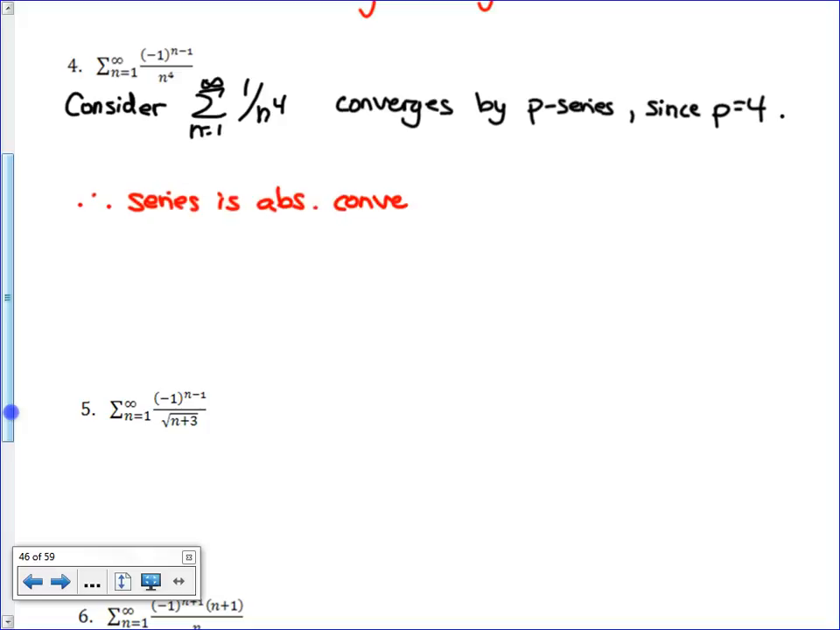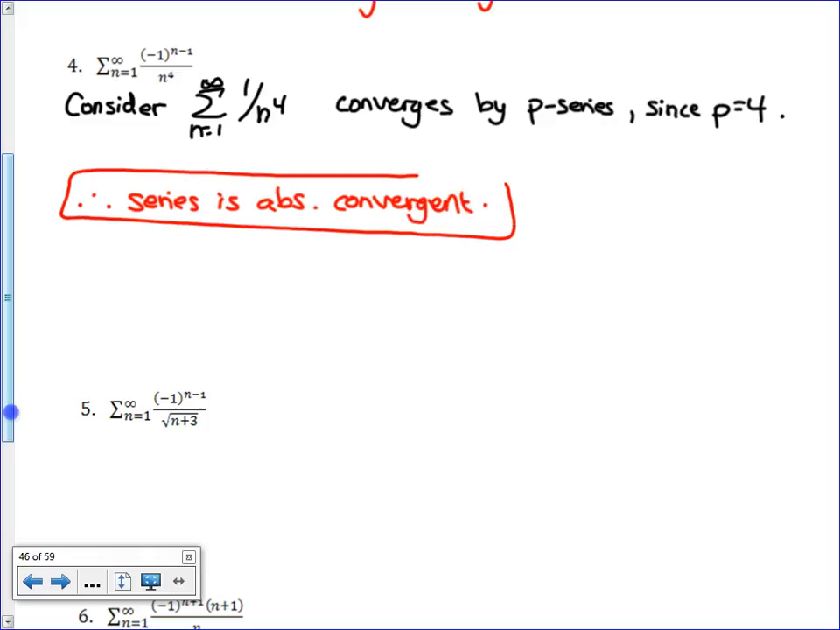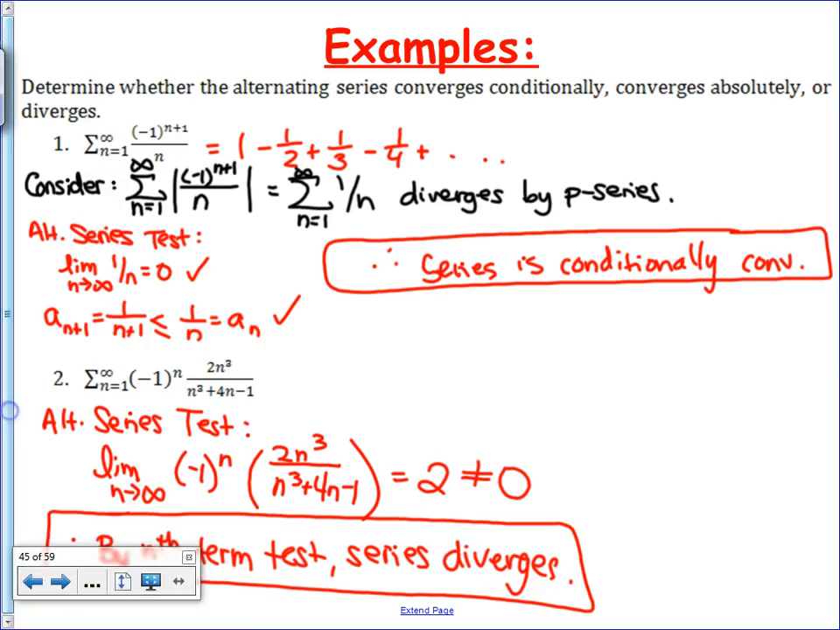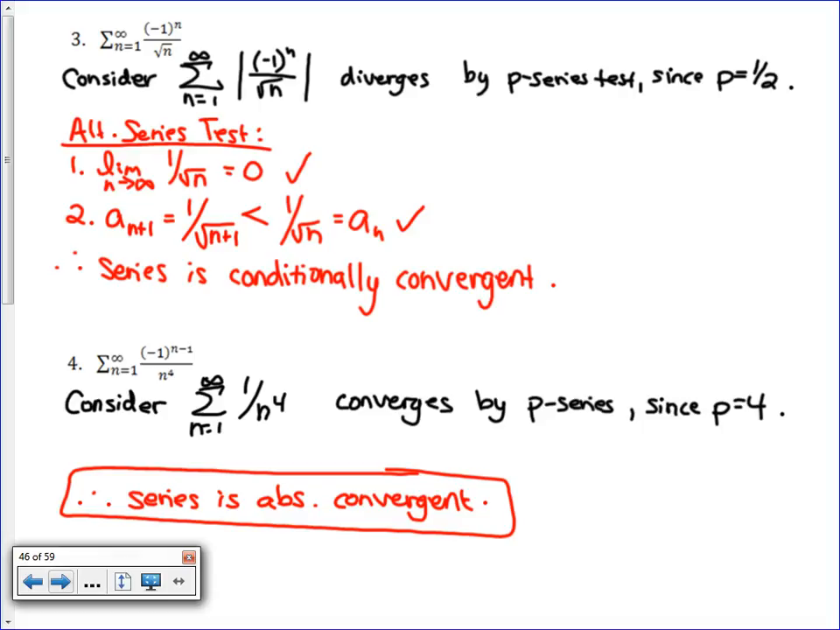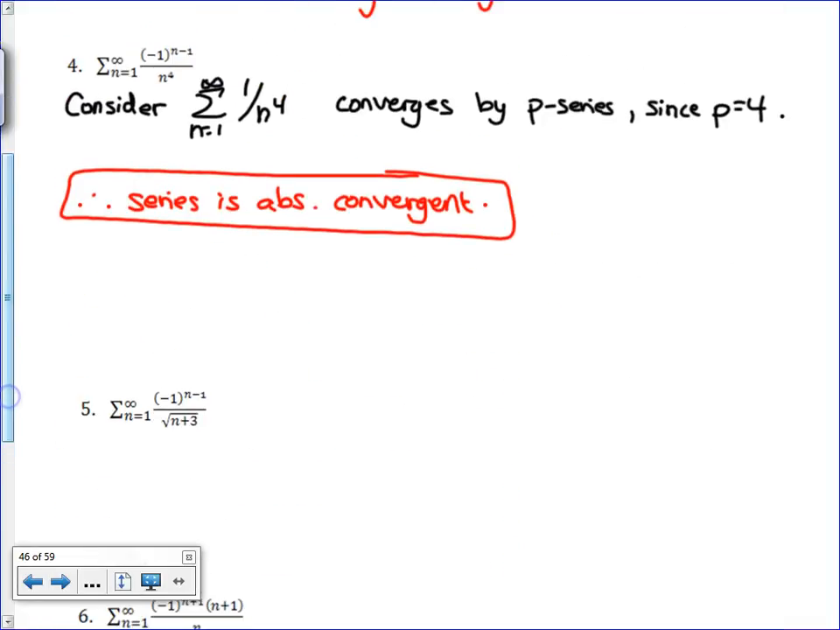Really? You don't even have to try it? Pretty cool, huh? Because if it's absolutely convergent, it's absolutely convergent. I'm done. That's why absolute value is nice to test first, unless it's like the nth term test, like number 2, where it diverges right away. Otherwise, we want to check absolute value first. And if absolute value converges, then it's absolutely convergent.